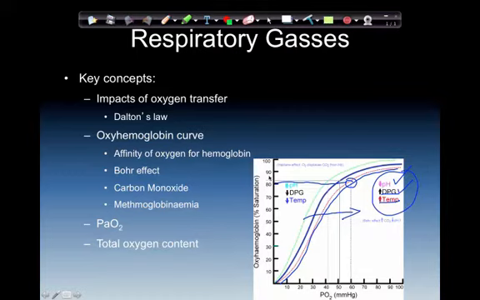So affinity for oxygen, a left shift of the oxygen hemoglobin dissociation curve. The hemoglobin has a high affinity for oxygen, so it really loves it. It'll pick it up, bind to the oxygen more readily, and release it at the cellular environment more reluctantly because it likes the hemoglobin a whole lot more. Even this could be bad.